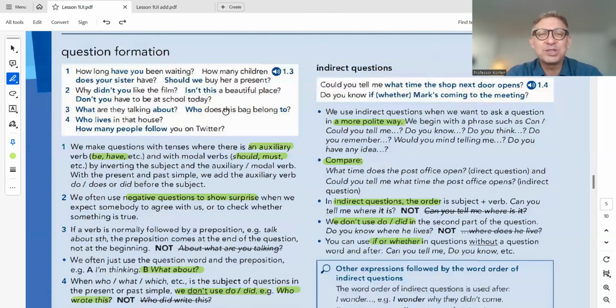Now, the indirect questions can be a little bit tricky because it's a question, but the word order is not reversed as it is with standard questions. The word order remains as it is, as if you're speaking a positive sentence, you know, an imperative. Or so, could you tell me what time the shop next door opens? Here's another one that's very, very common. Could you tell me what time it is? Now, a lot of people say, could you tell me what time is it?